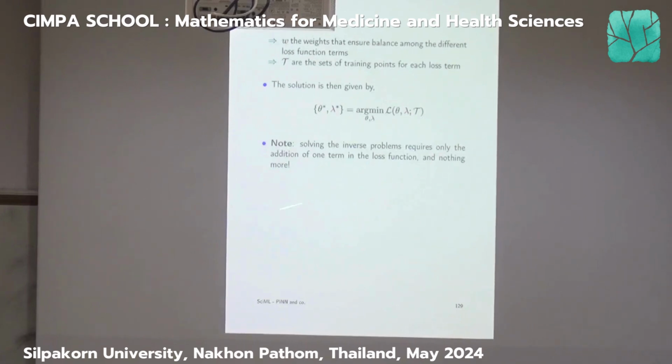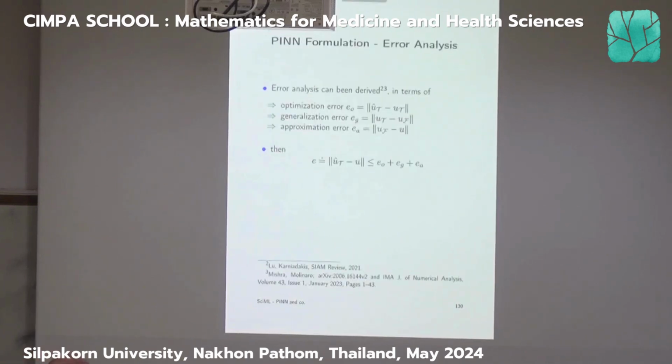Anyway, so solving the inverse problem requires only the addition of a single term to the loss function and nothing more. The rest, it's going to do its optimization, stochastic gradient, validation, training, then just turn the machine, take this turn.